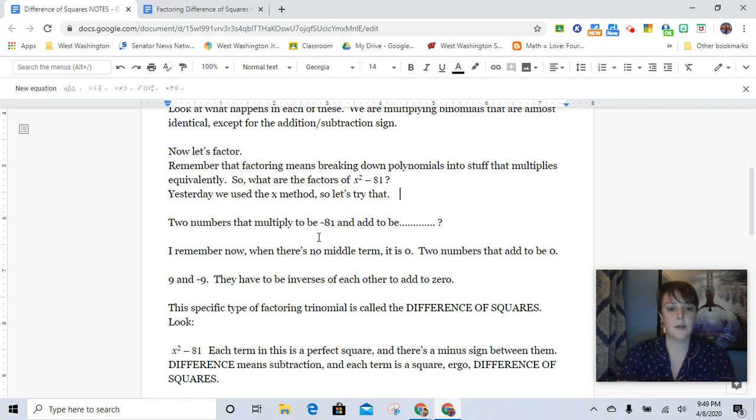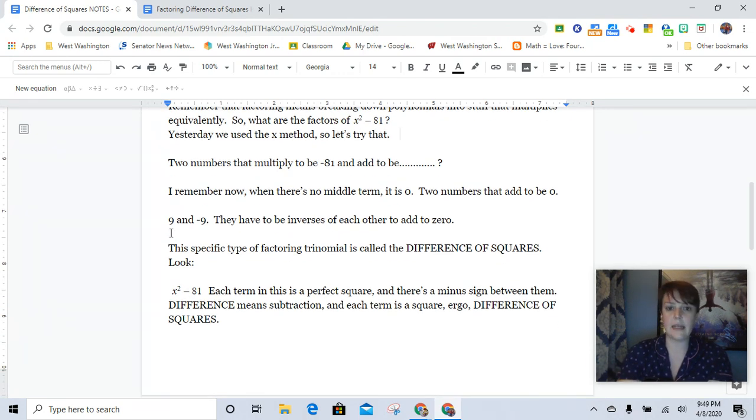So what two numbers multiply to be negative 81 and add up to be 0? Well, that would be 9 and negative 9. They have to be additive inverses of each other to add to be 0. And so this specific type of factoring is called the difference of squares. Each term is a perfect square. We talked about that. And difference means subtraction, so difference of squares.